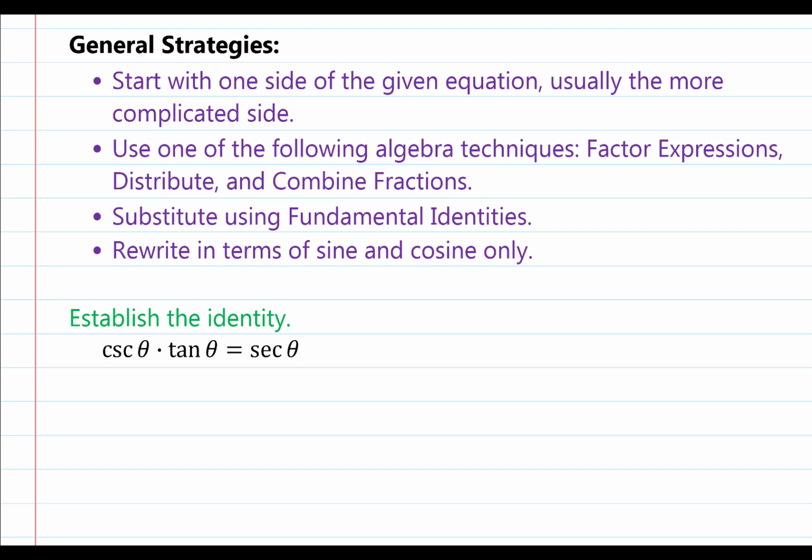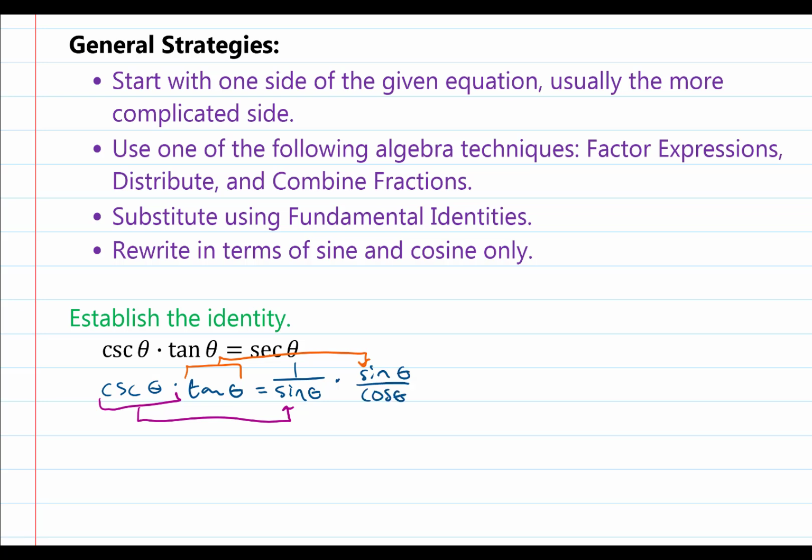Let's start by working with the more complicated side, which is cosecant of angle theta times tangent of angle theta. What we know, based on the reciprocal identity, is that cosecant of angle theta is equal to 1 over sine of angle theta. We also know, based on the quotient identity, that tangent of angle theta is equal to sine of angle theta over cosine of angle theta.